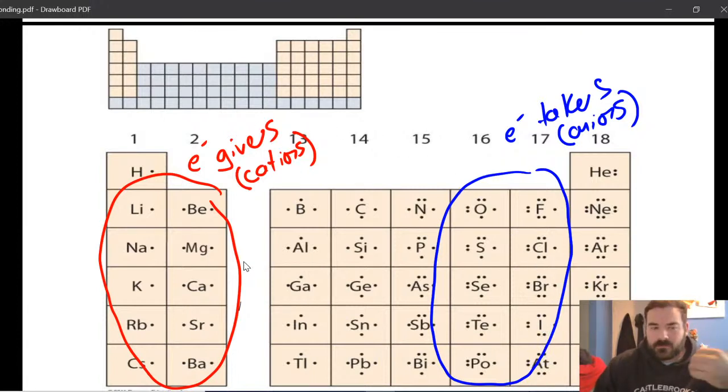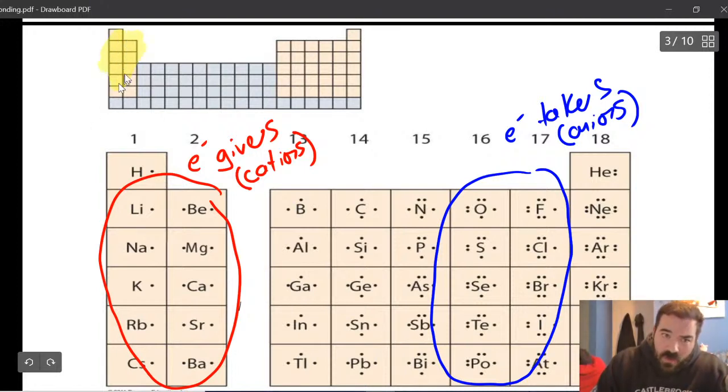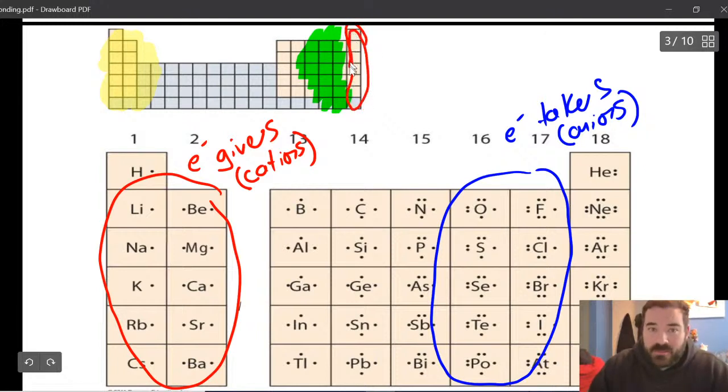And so if we look at the entirety of the periodic table, the more left we go on the periodic table, the stronger the electron givers. So the more likely the atoms are to give away their electrons. And the more right we go on the periodic table, with the exception of the noble gases, and we'll talk about that in a moment, the more likely atoms are to be electron takers.